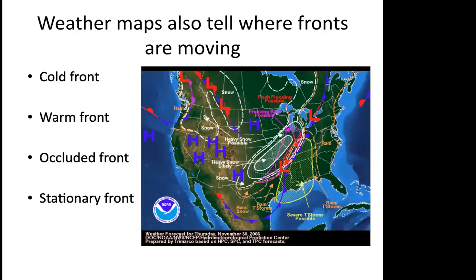So weather maps also tell us where fronts are moving, and that's why we recapped those again this morning. So we've got our cold, warm, occluded, and stationary. So this represents what? H, okay, and the L would be low pressure. What about this guy right here? Can everybody see what that is? It is a triangle and a semicircle, and it's purple.